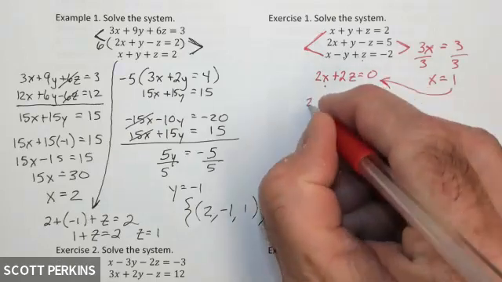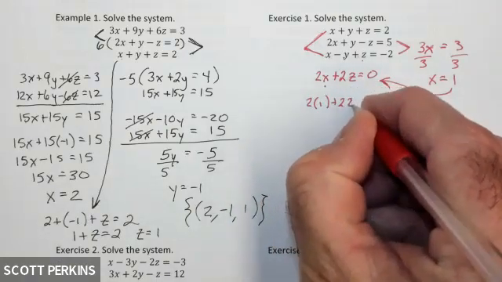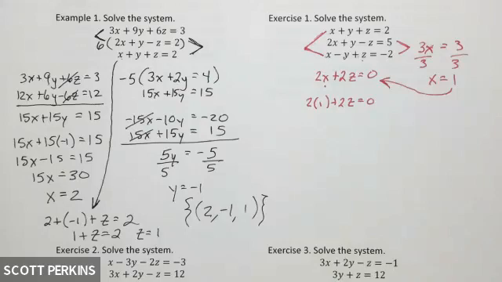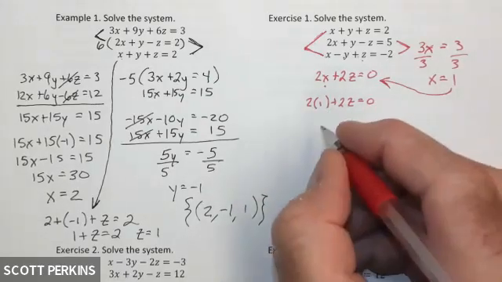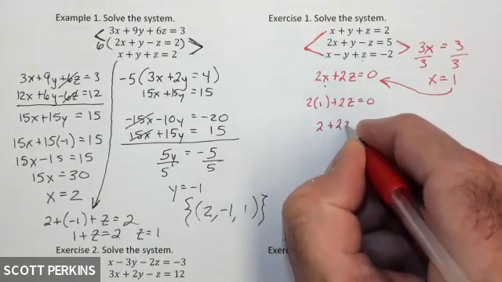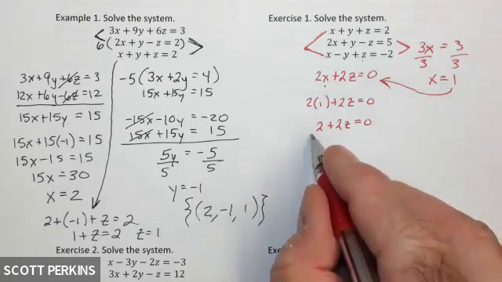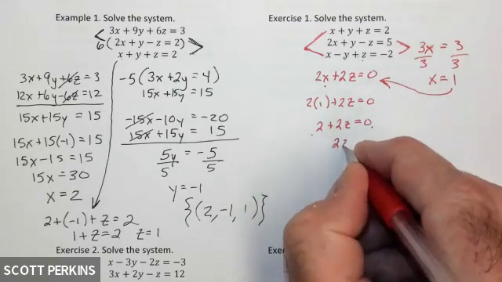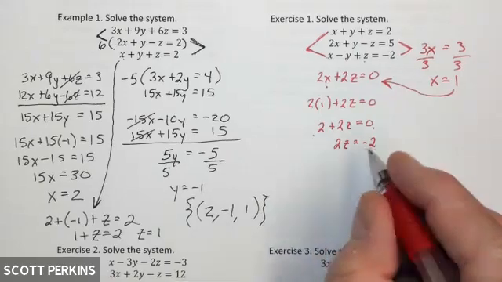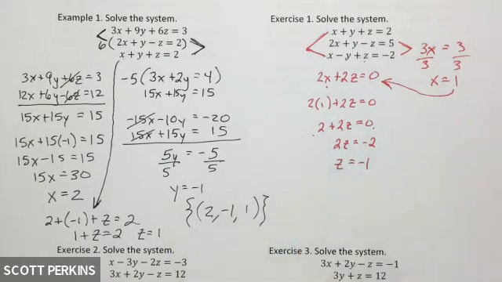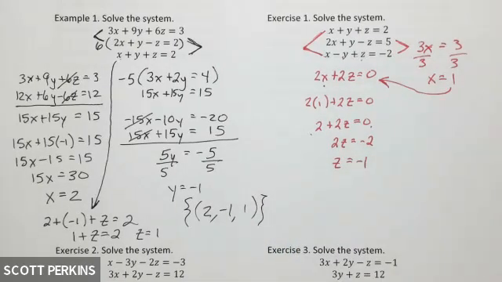So x is 1. We've got 2 times 1 plus 2z is equal to 0. So 2 times 1 is 2 plus 2z equals 0. I'm going to subtract the 2 from both sides. Divide by 2, and we get that z is -1, so that's nice. The x is 1, the z is -1.